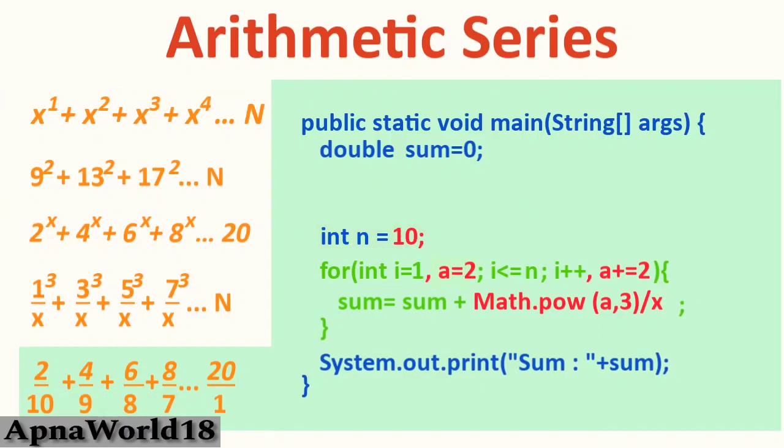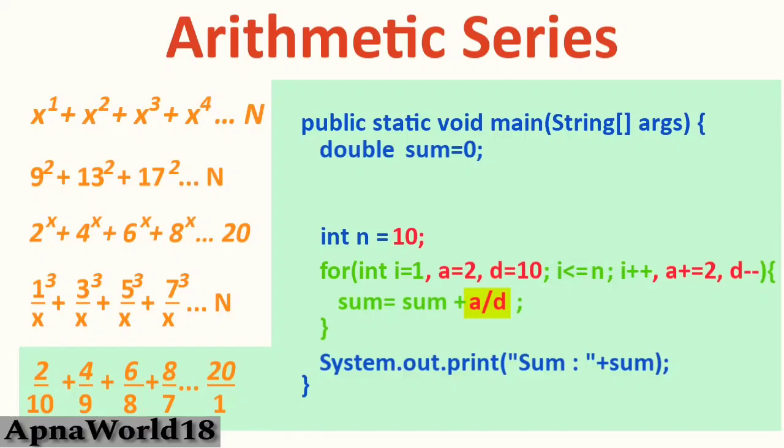First, a for numerator, and assign it to 2 and do a plus is equal to 2 for each iteration. We will take another variable, let's say d for denominator, and assign it to 10 and then just decrement it at each iteration. Inside the loop, we will just do sum is equal to sum plus a divided by d.